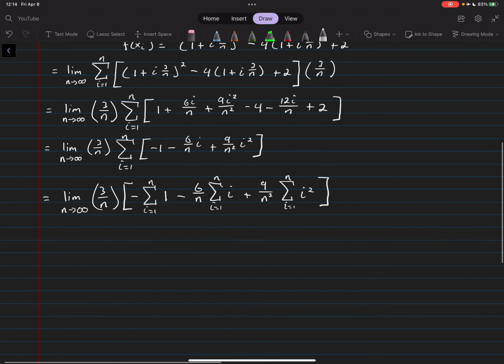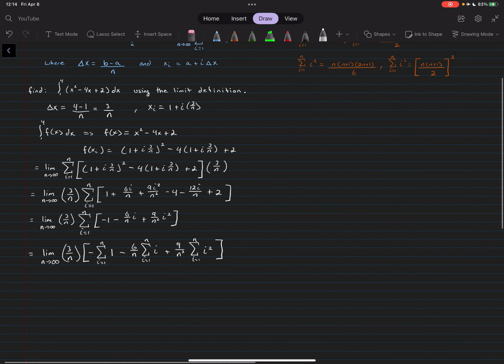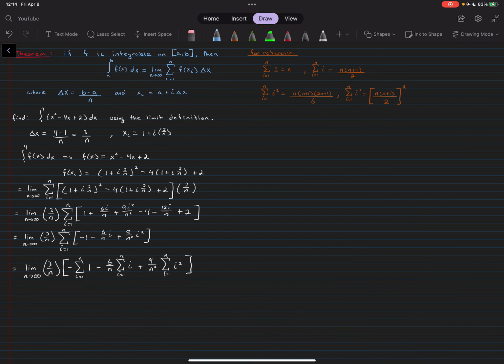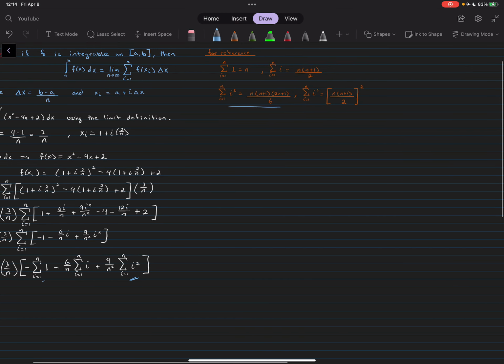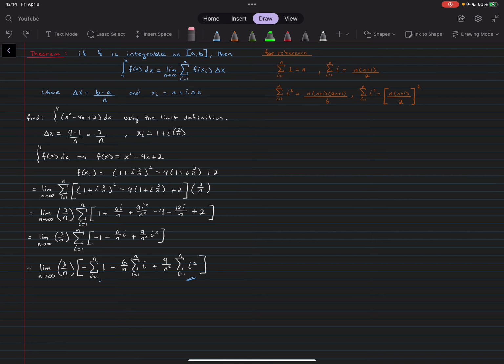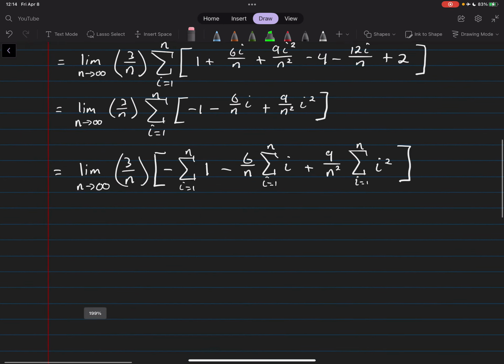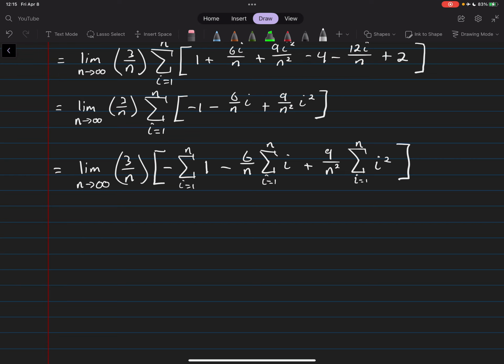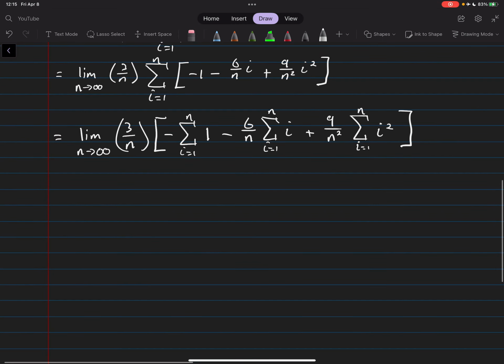Now, I did that so it's easy to see that right here, the sum over 1, that's just going to be our n. The sum over i, that's going to be this term. And then the sum over i squared is going to be this term, okay? So now we plug those in. And we get the following.